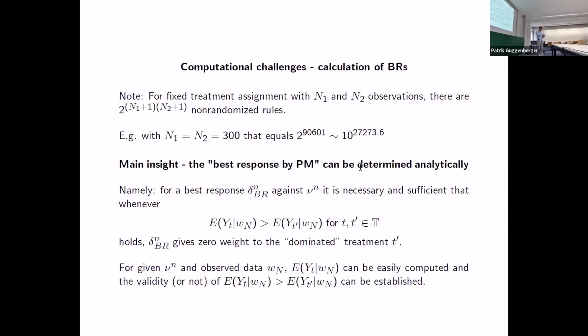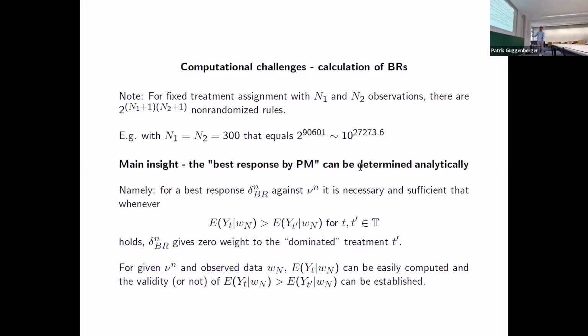And then for non-randomized rules, you either apply treatment 1 or treatment 2. So you have two choices. So that is the number of non-randomized rules. If you take N1 equal to N2 equal to 300, that number here is 10 to the 27,000. That's a pretty big number. If you have to do grid search over that many possibilities, you will never get anywhere, right?